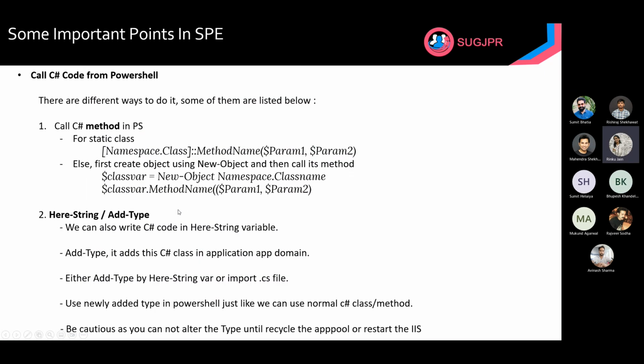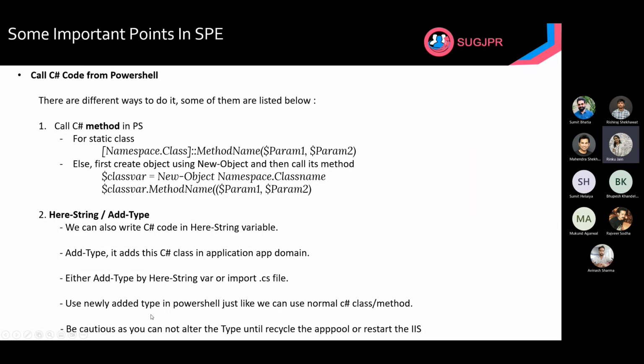Now the second way is using a here-string and Add-Type. So how can we do that? We can write C# code in a here-string variable, and once we have the C# code in the here-string, we can use Add-Type to add that particular type in PowerShell. And if we don't want to use a here-string, we can also import a CS file which contains the namespace, class, all the functions and other things, and then we can add the type of that too.